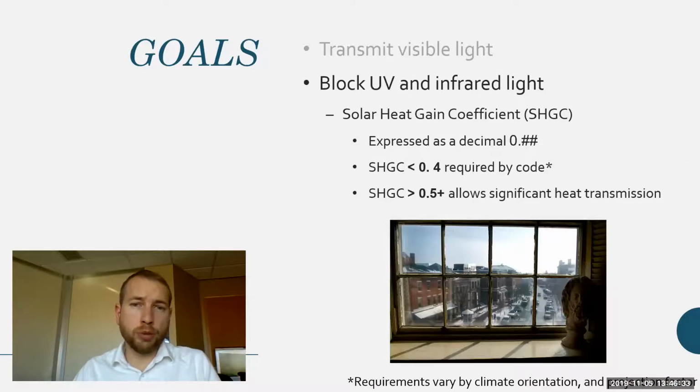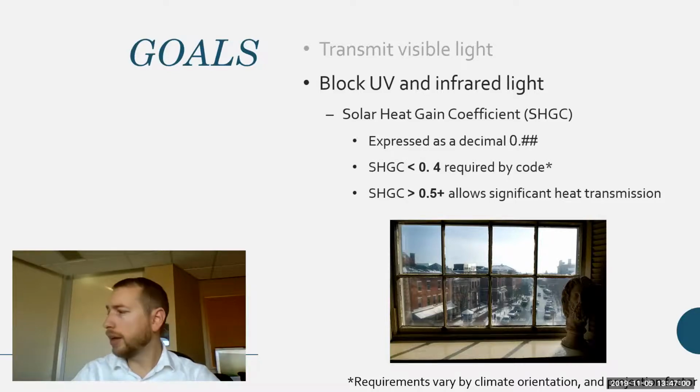The next goal is to block ultraviolet and infrared light. We measure this in a metric called the solar heat gain coefficient. It's expressed as a decimal, and the higher the solar heat gain coefficient, the more solar heat gain you have through the window. In terms of code, generally you want your solar heat gain coefficient, SHGC, to be less than 0.4. And that means that only 40% of the heat gain coming from the sun is allowed through the window, and 60% is reflected back.